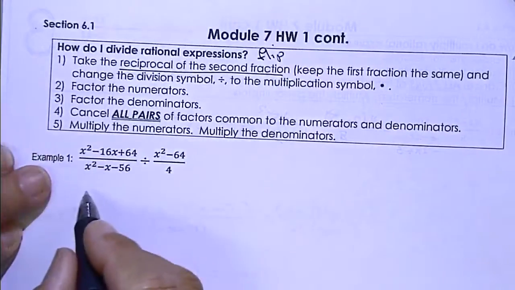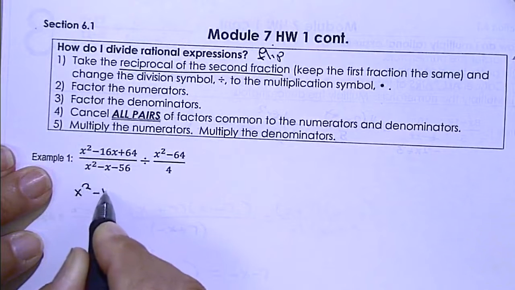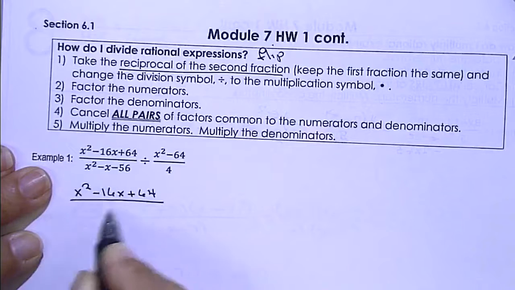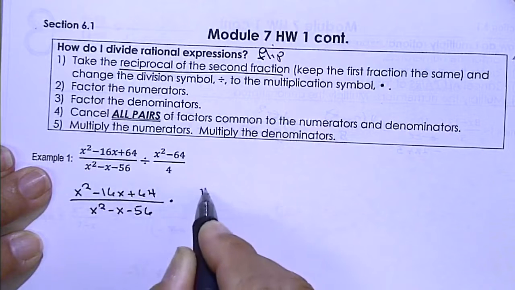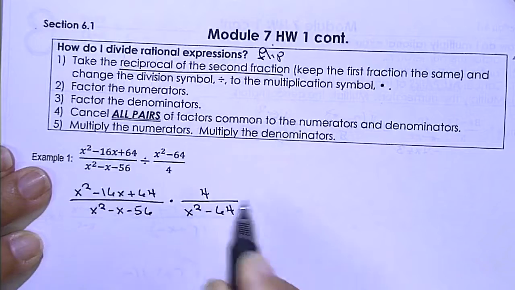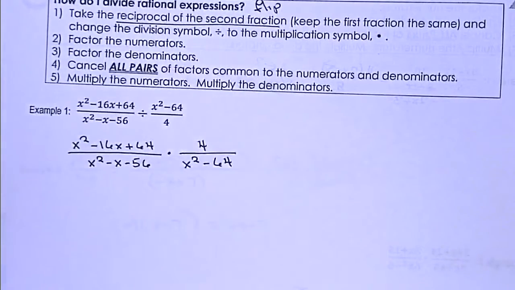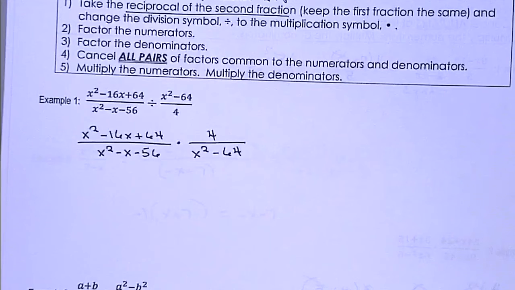So I'm going to rewrite this thing. Before I do anything else, I'm going to say this is really x squared minus 16x plus 64 over x squared minus x minus 56 times 4 over x squared minus 64. Now, all of a sudden, division just became the same thing we've been doing. It just turns into multiplication, just that easy, okay? So just remember, don't divide two fractions, you multiply by the reciprocal.